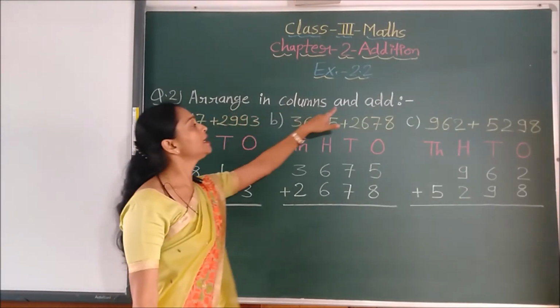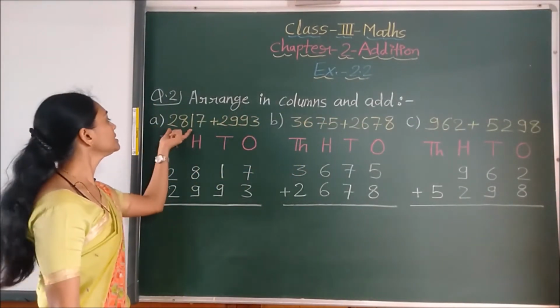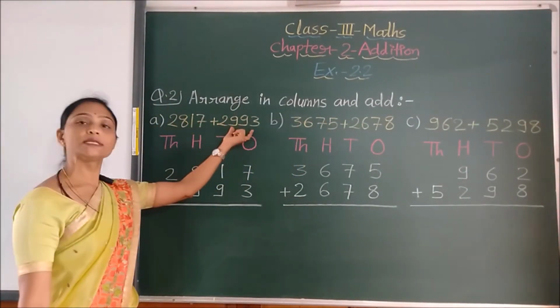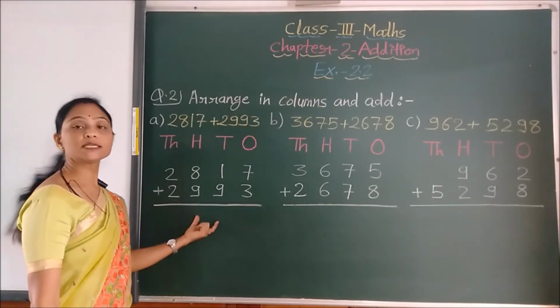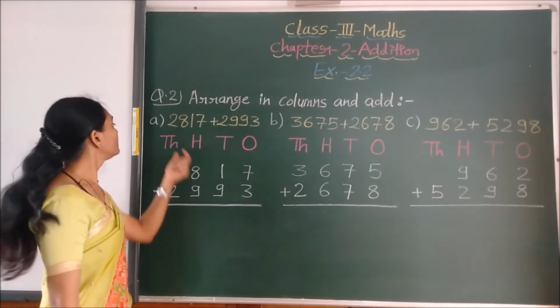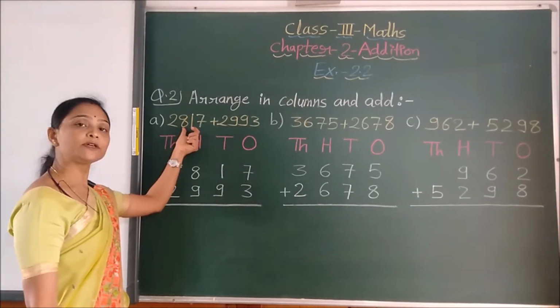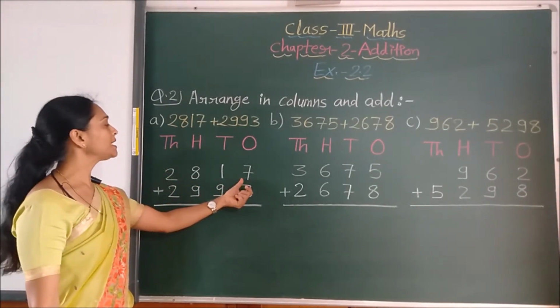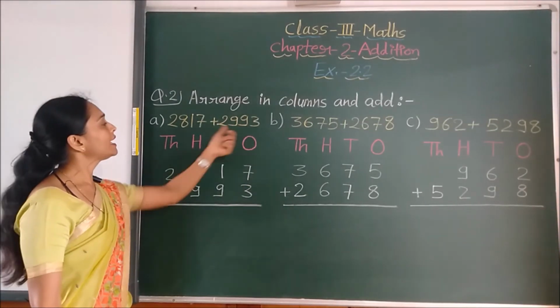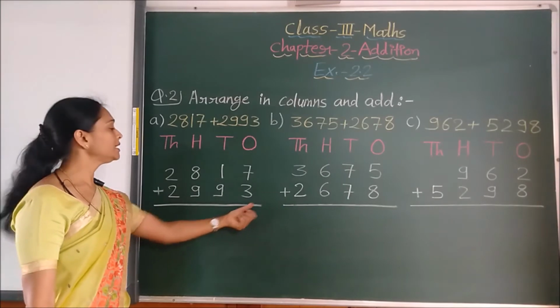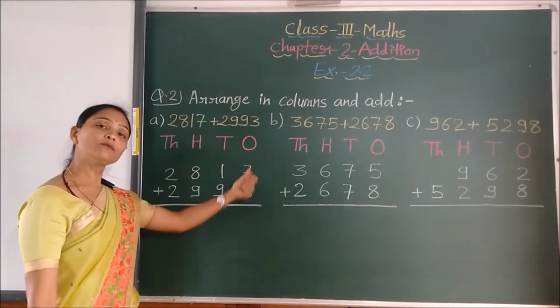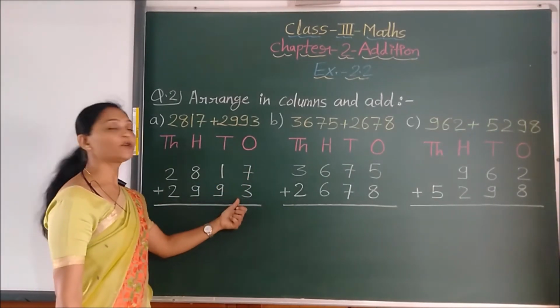Arrange in columns and add. So see children, these numbers are also 4-digit numbers. These are not arranged in columns. So we have to arrange in columns like this. See, one by one. First we have to arrange this first number from ones place till thousands place, and then this second number also we have to arrange same way, and then we have to add from ones place. So we will start from here.